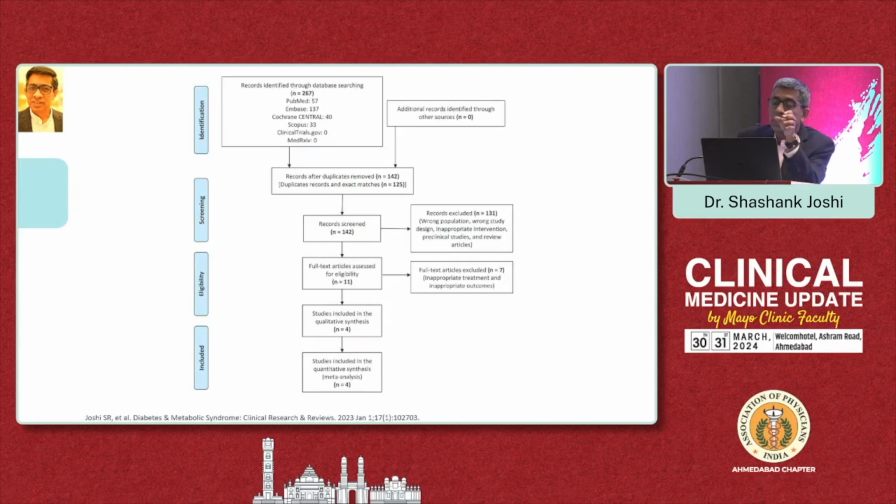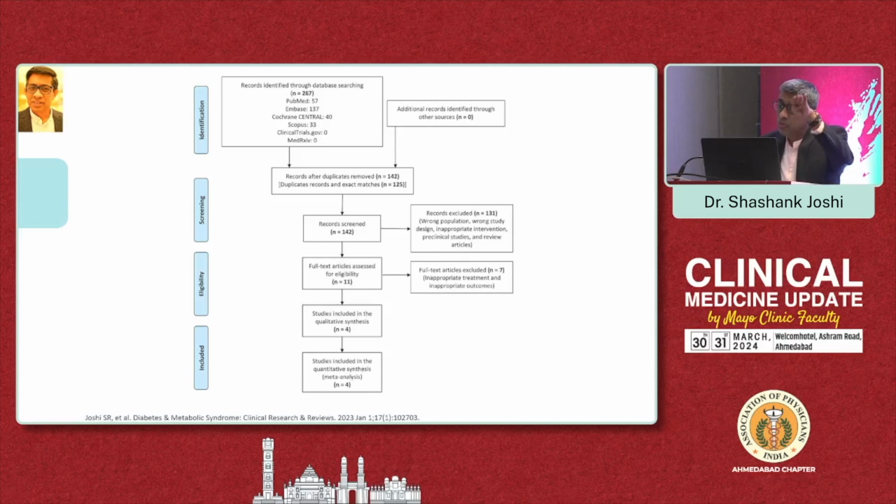Look at how the database search started. 267 records: PubMed 57, Embase 137, Cochrane Central 40, Scopus 33, ClinicalTrials.gov and MedRxiv, which is the unpublished version, 0. Duplicates were removed. Records screened were 142 from 267. Full text articles assessed for eligibility were only 11. And ultimately what we included in the review were only 4 for meta-analysis.